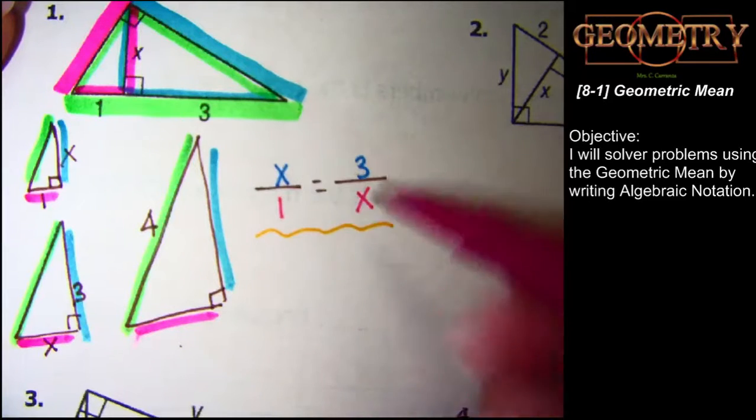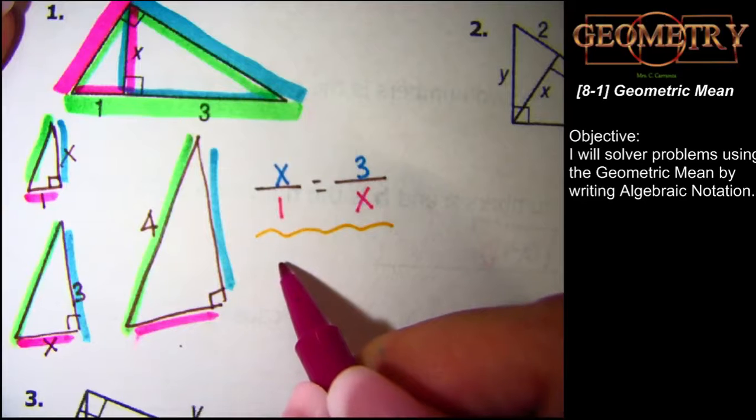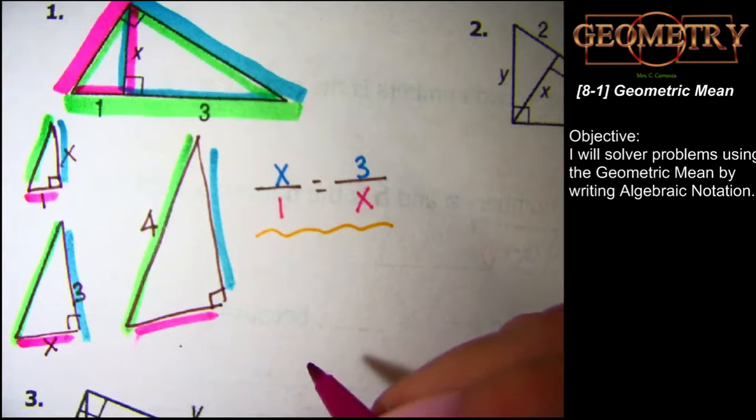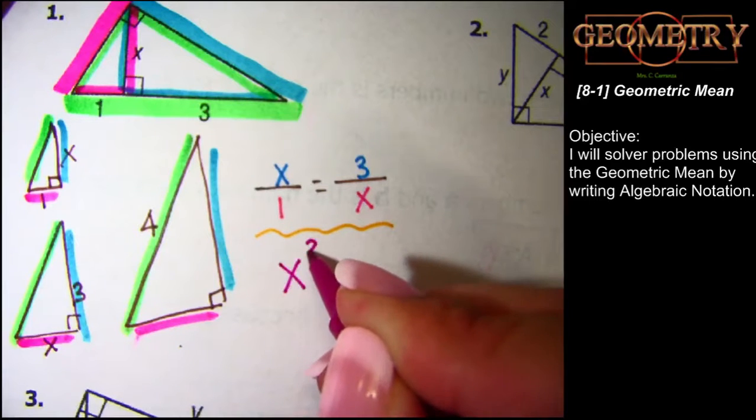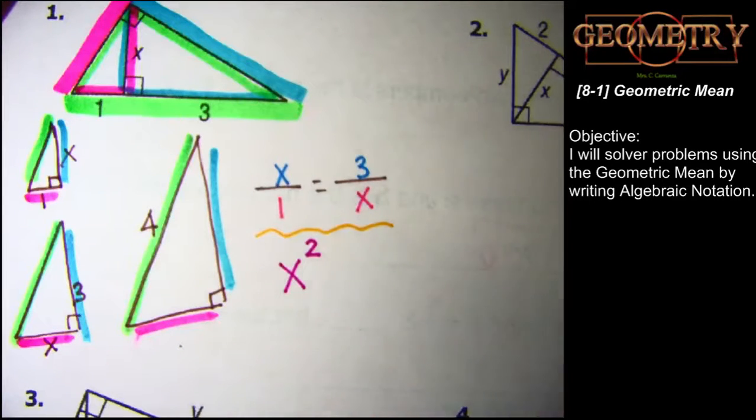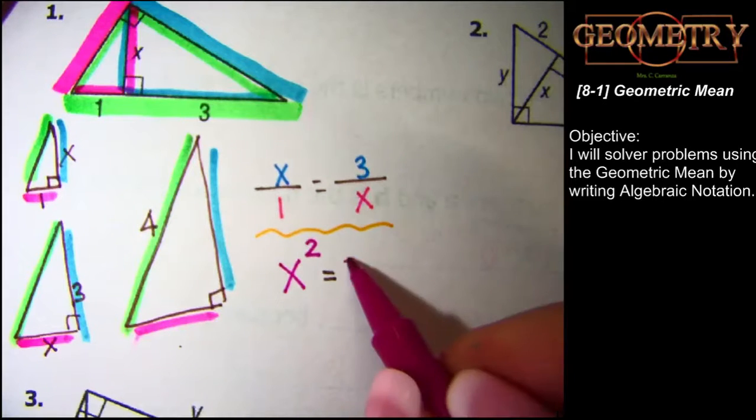x times x gives me x squared. When you do x plus x, it's 2x. x times x is x squared. Lot of x's. And then 1 times 3 is? 3.